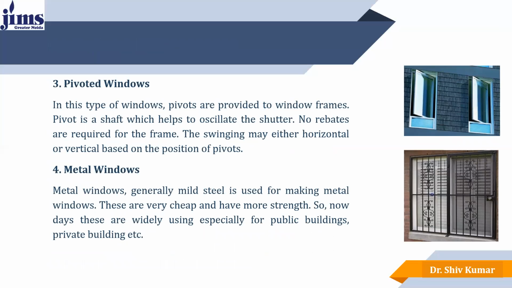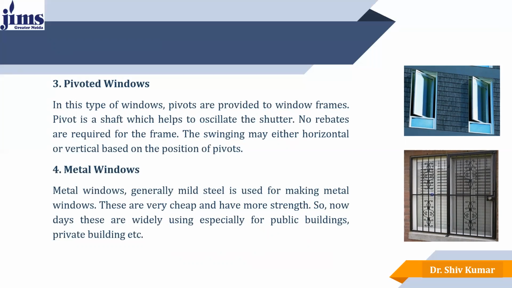Next is the pivoted windows. In this type of window, pivots are provided to window frames. A pivot is a shaft which helps to oscillate the shutter. No rivets are required for the frame. The swinging may be either horizontal or vertical based on the position of the pivot.